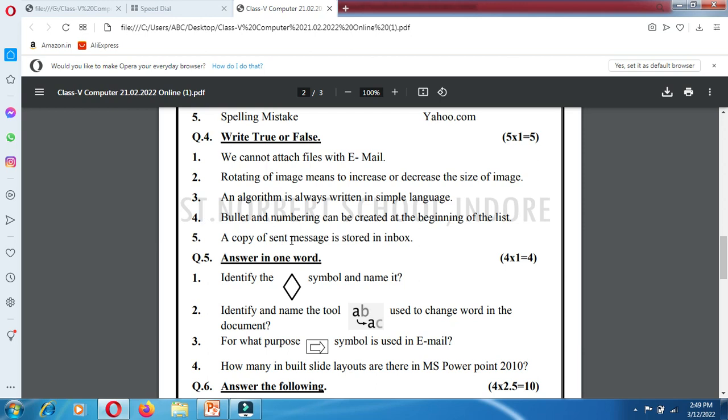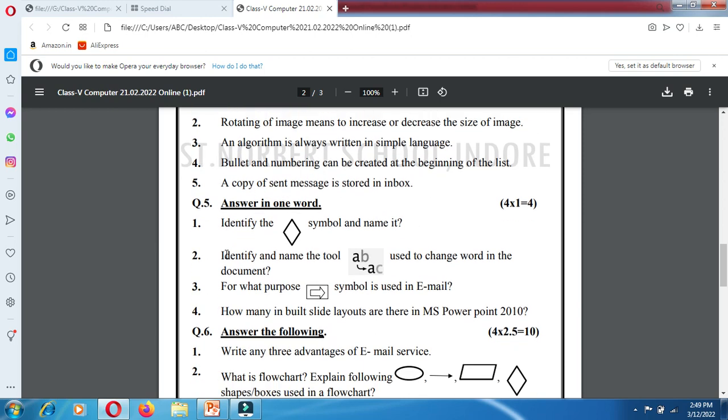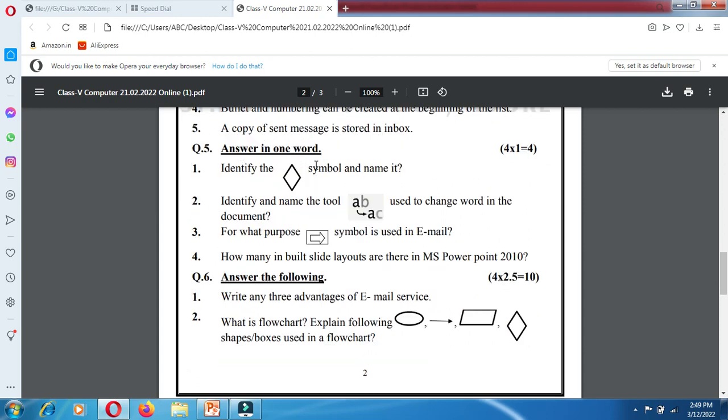Question number 5. Answer in one word. 1. Identify symbol and name it. 2. Identify and name the tools used to change word in the document. 3. For what purpose symbol is used in email. 4. How many inbuilt slide layouts are there in MS PowerPoint 2010?